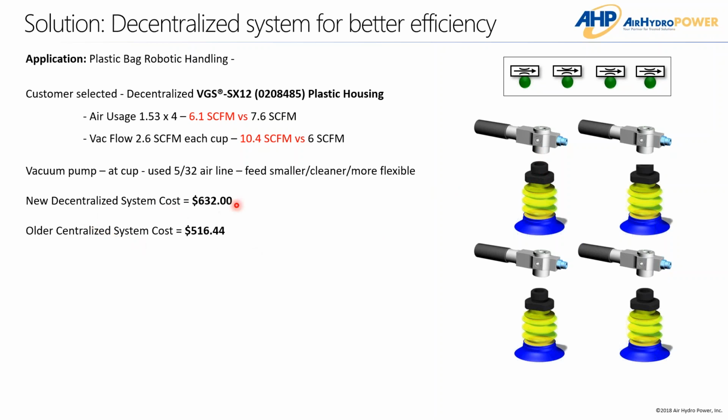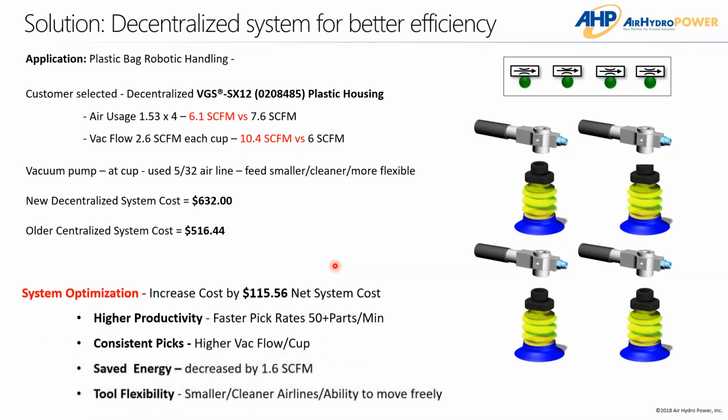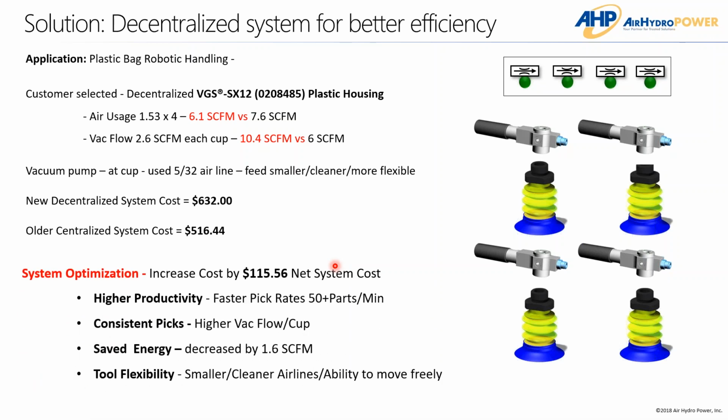And as you can see, the decentralized system costs a little bit more, but let's face it, for $116, that's usually a drop in the bucket when it comes to production increase. And when you can go from 40 parts a minute to 50 parts a minute, then you're doing all right. And that's what this is showing right here.